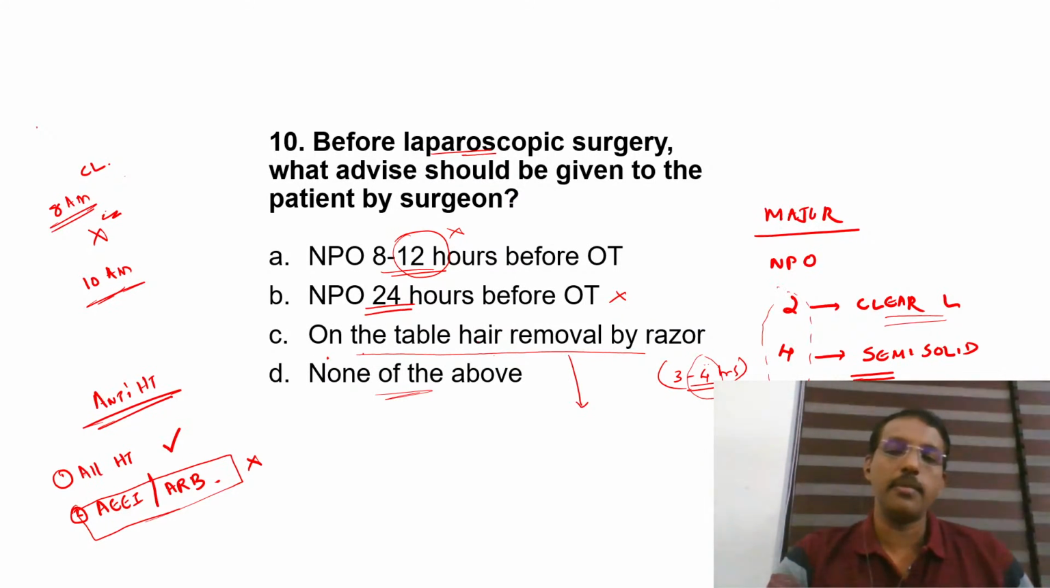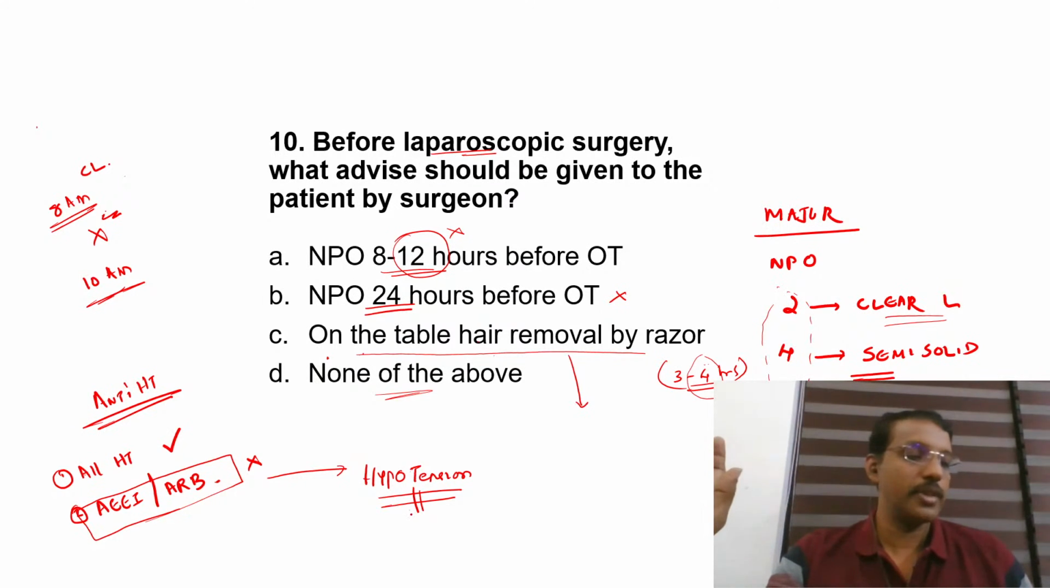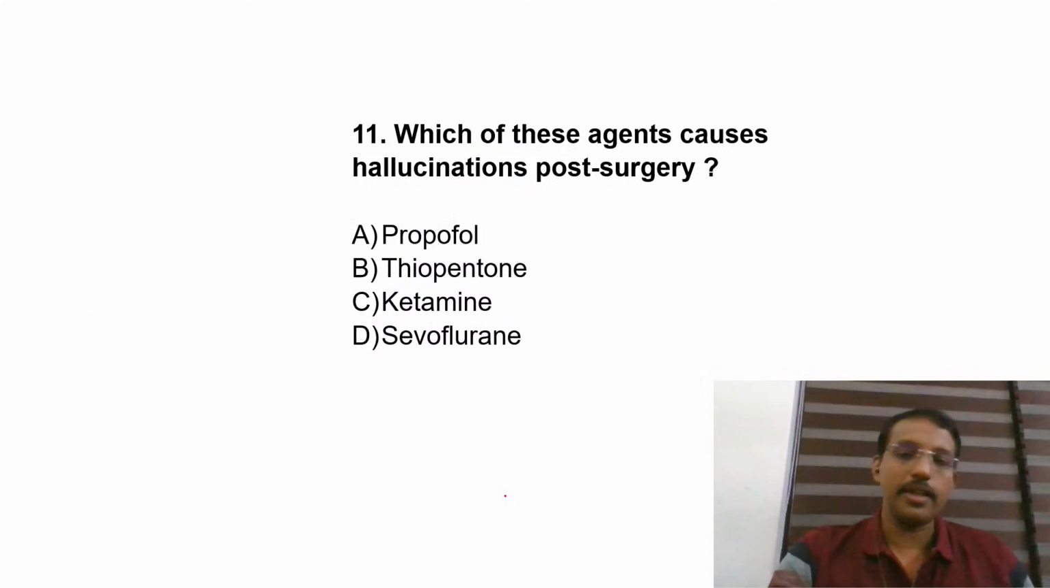ACE inhibitors and ARBs have to be stopped on the morning of the surgery, because if you take them on the morning of the surgery and give spinal for this patient, the hypotension produced will be very high and difficult to manage. That is why standard practice is to skip that morning dose. Regarding insulin, we usually skip the morning dose because the patient is already NPO. Okay, very good. We'll go to the next question.